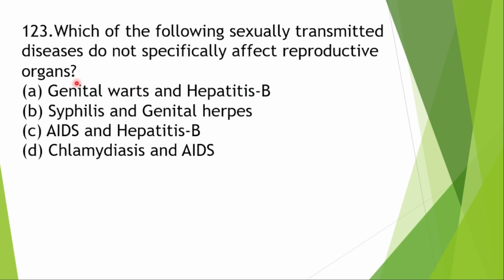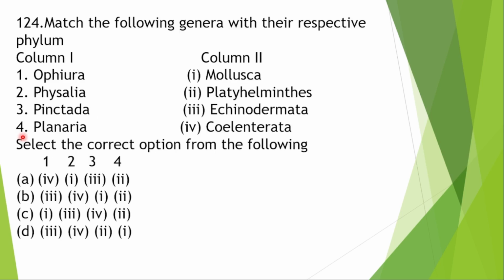Next question, 123. Which of the following sexually transmitted diseases do not specifically affect the reproductive organs? A. Genital warts and then hepatitis B, syphilis and genital herpes, AIDS and then hepatitis B, chlamydiasis and then AIDS. Here the right option is option C, AIDS and then hepatitis B. Next 124, column 1 with column 2.